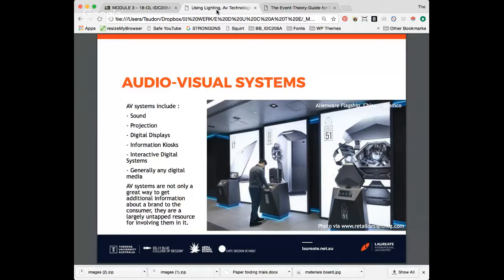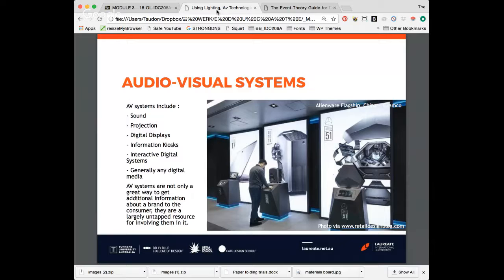So some AV systems that you could and should definitely use to accentuate that consumer journey is sound, of course. Projection could be used, digital displays, information kiosks, interactive digital systems, and generally any digital media. So again, this doesn't mean proliferating the entire space with plenty of digital interaction points. It means being very clever about the digital engagement that you set up within the space, but ensuring that it all adds to the overall experience and doesn't detract from it.